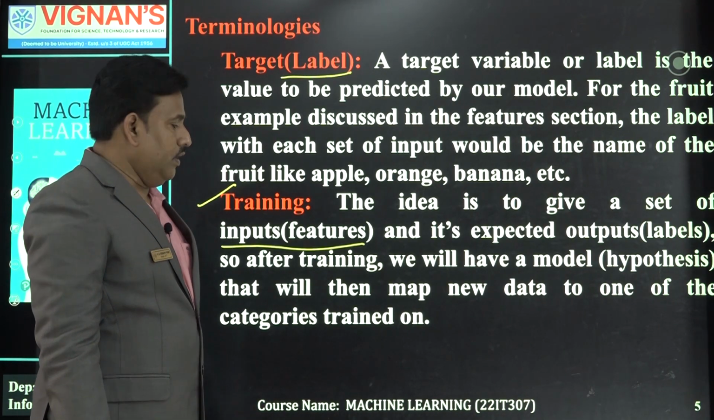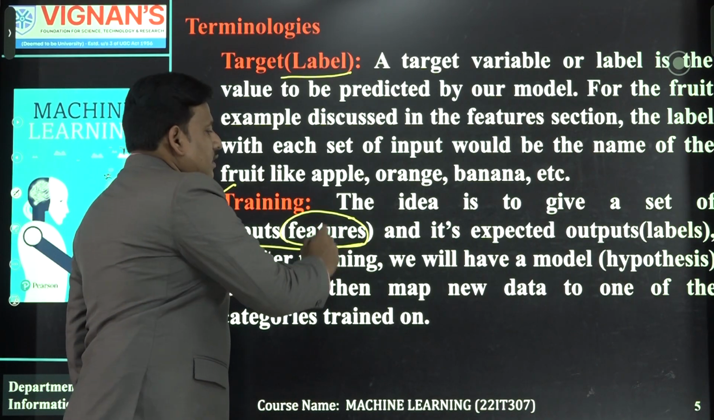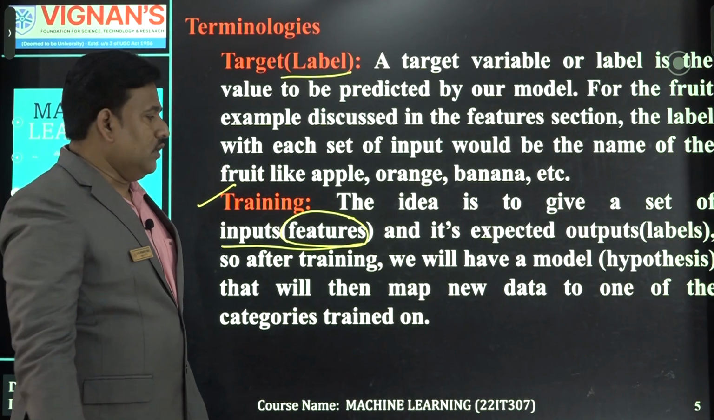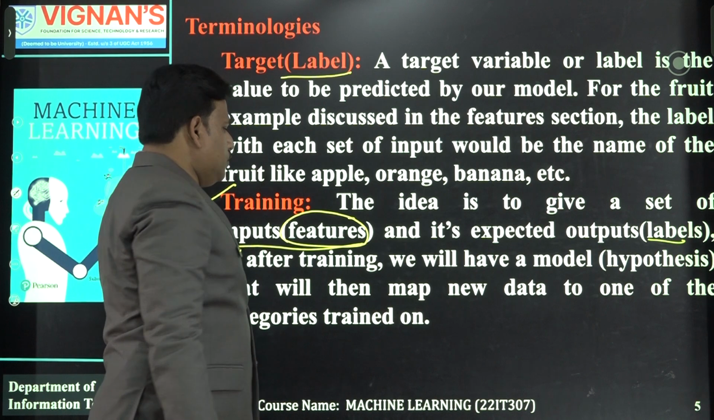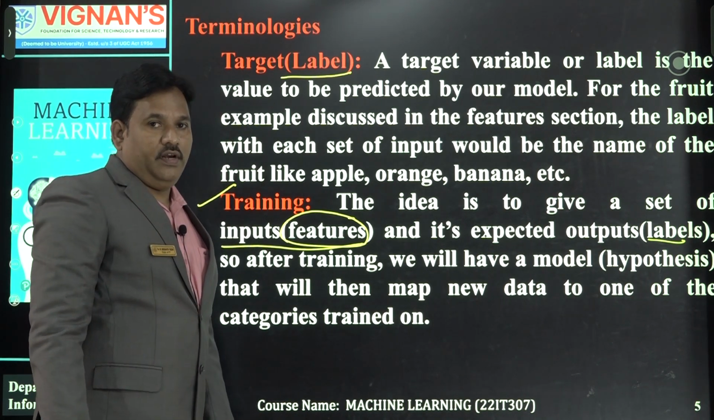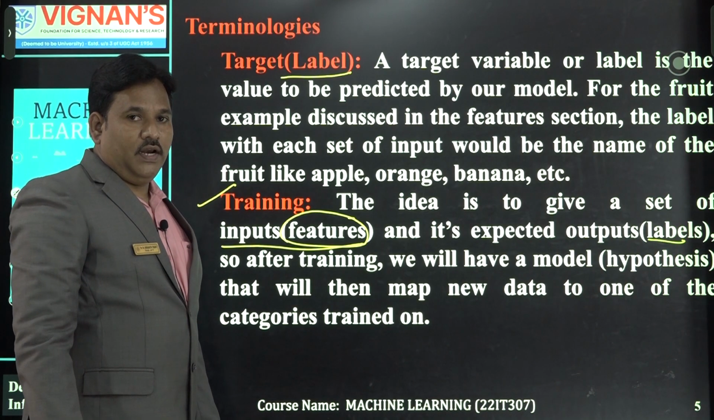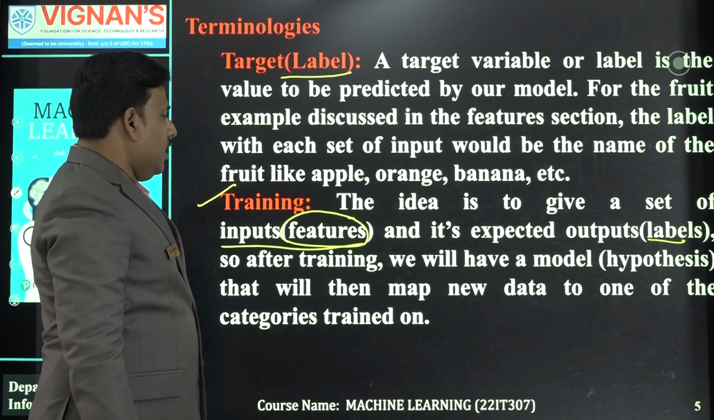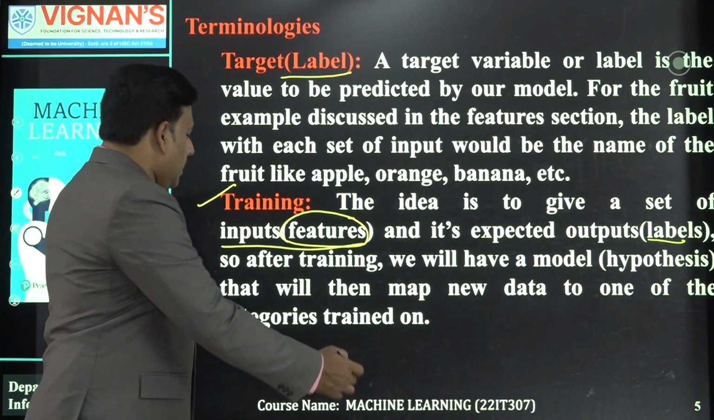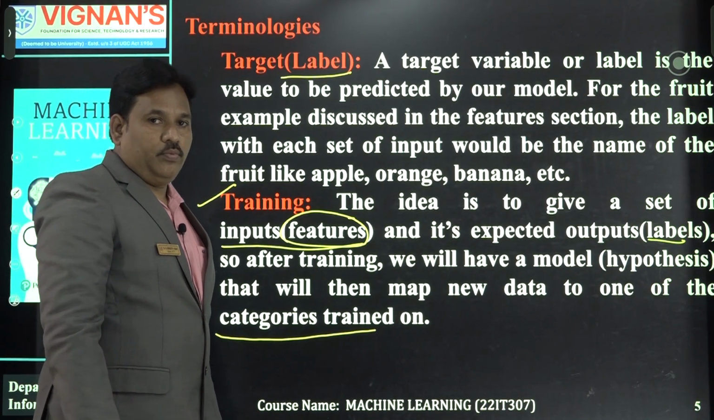So here we supply a set of inputs, which we call features, and an expected output in the form of a label. By providing these two, the machine will undergo training for a specific amount of time. Then the model will learn and gain experience based on the input we provided and the hypothesis environment, and it tries to predict the output values based on the categories we provided.